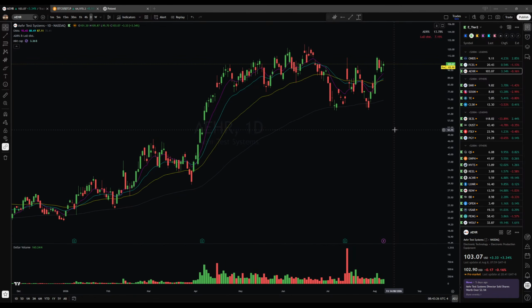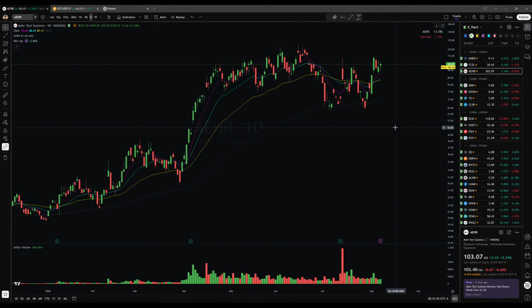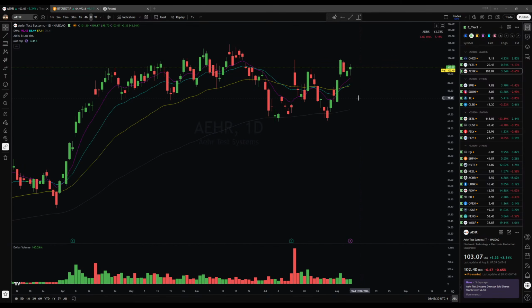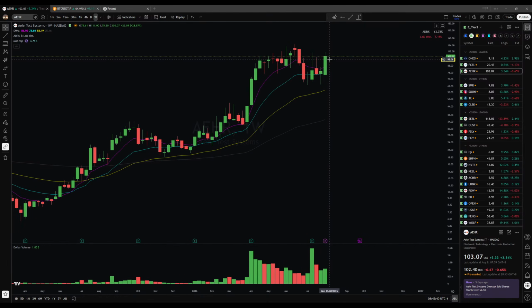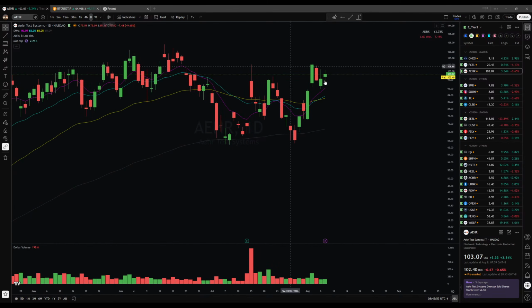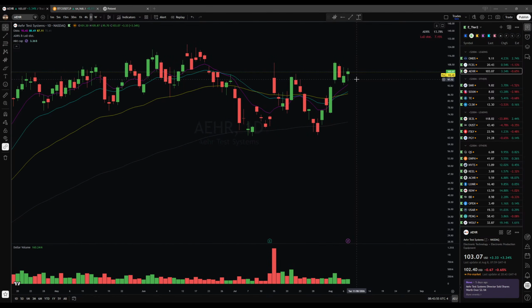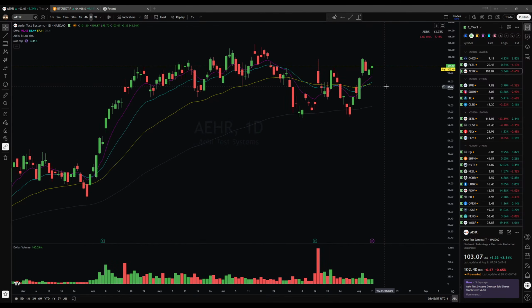AEHR is looking really good. On the weekly, I would prefer hopefully 1 or 2 more weeks of sideways, which will be better, but on the daily, I think this is looking very decent.